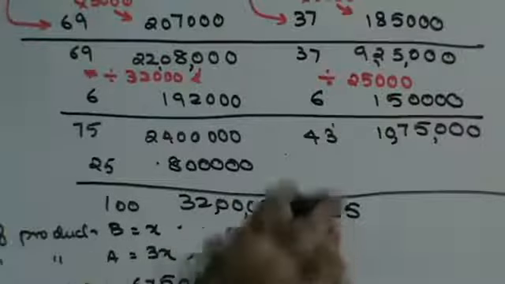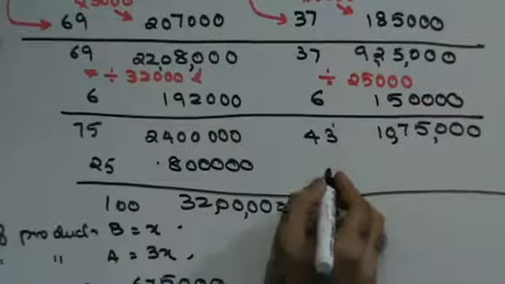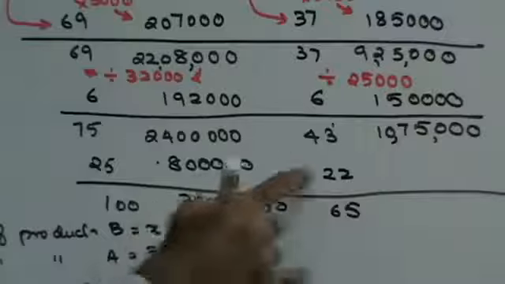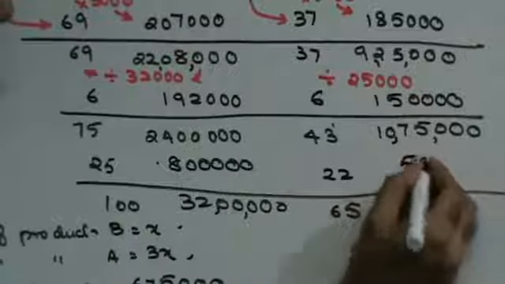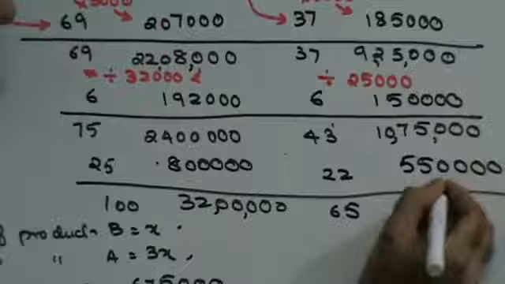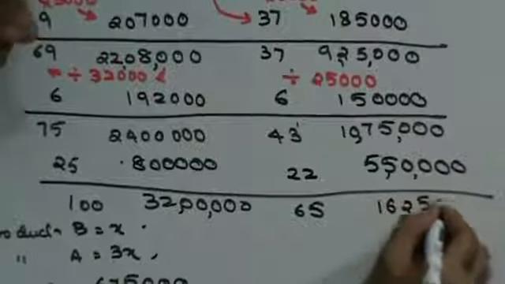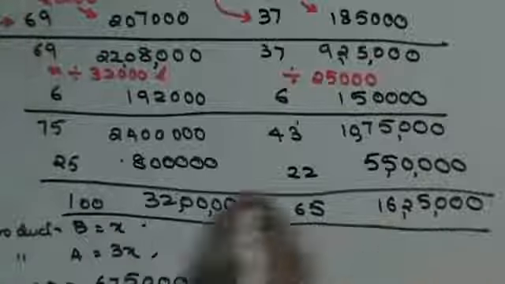Similarly, cost price is 43, selling price is 65. Someone please subtract this. 22. Multiply it by the number of units sold. 22 into 25,000. 5,50,000. Right? Someone please add this. 16 lakh 25,000. So that's how you will make your cost sheet for this particular sum.